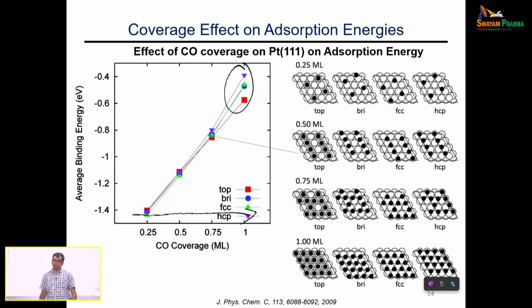So 1.4 eV is approximately 135 kilojoules, okay? 0.4 eV is approximately 38 kilojoules. So the difference is almost 100 kilojoules, right? So if I say the adsorption energy of CO on platinum, for example, is 140, this 140 is valid only at a coverage of 0.25.